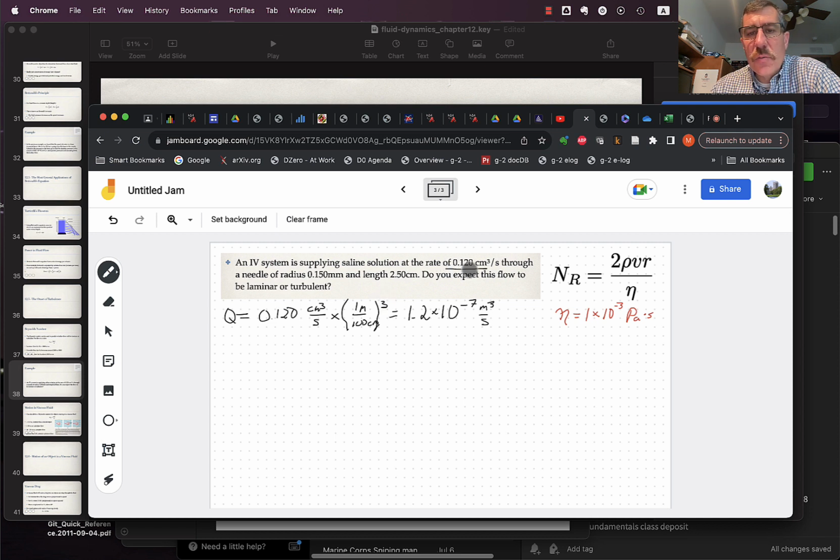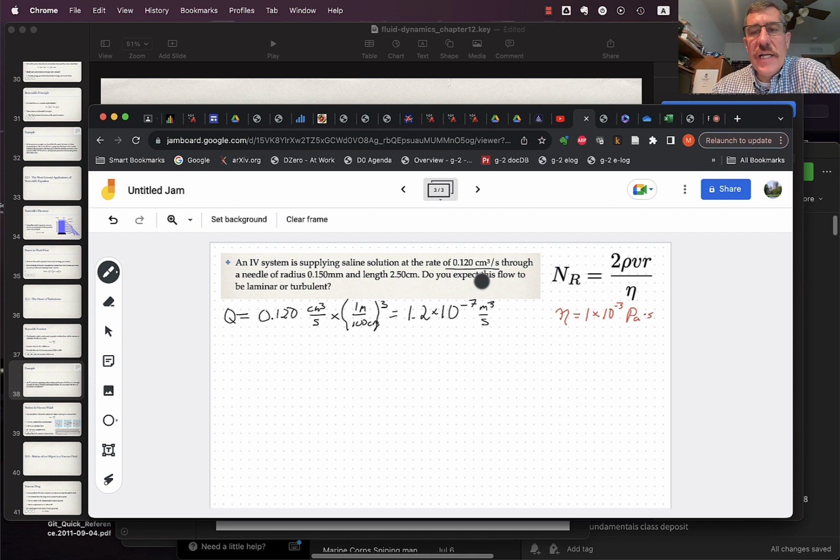So first off, we've got 0.12 cubic centimeters per second. That is a volume flow rate. Of course it's cubic centimeters per second, but we need cubic meters per second, so I went ahead and did the conversion. 1 meter is 100 centimeters, but I need to cube it since it's cubic centimeters. So my volume flow rate is 1.2 times 10 to the minus 7 cubic meters per second.